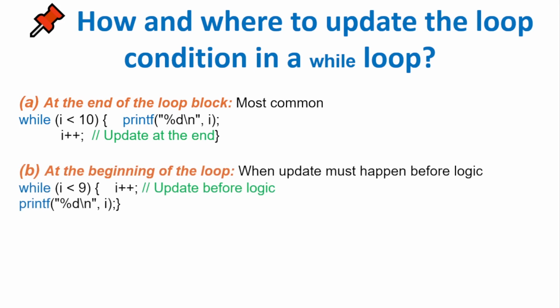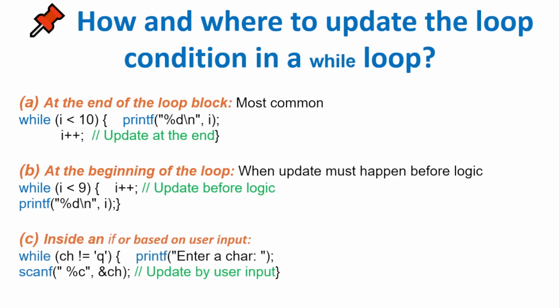B, at the beginning of the loop, when updates must happen before logic. E, inside an if or based on user input. Warning. If you forget to update the loop condition, it can cause an infinite loop.